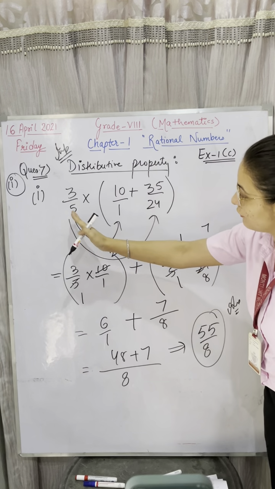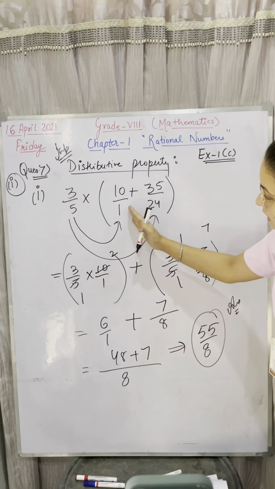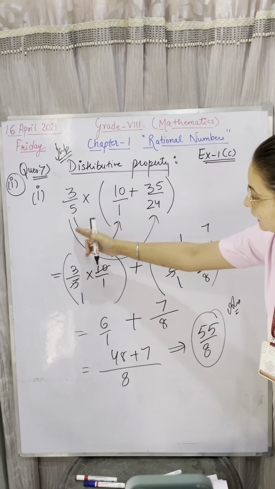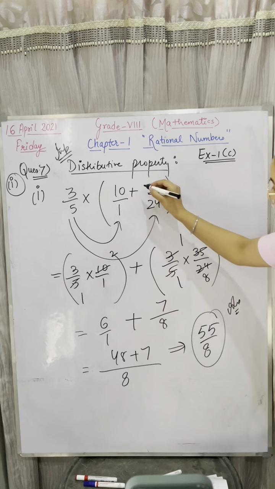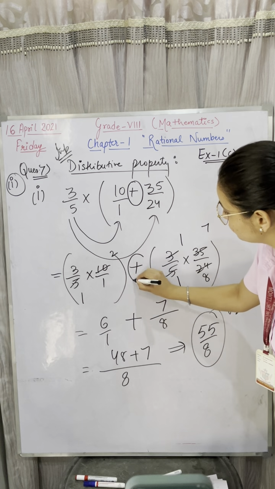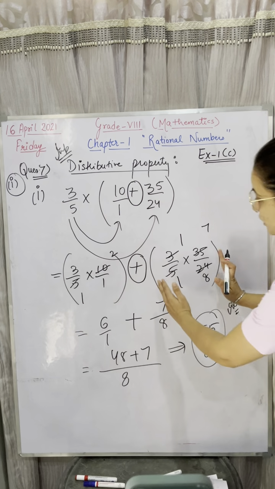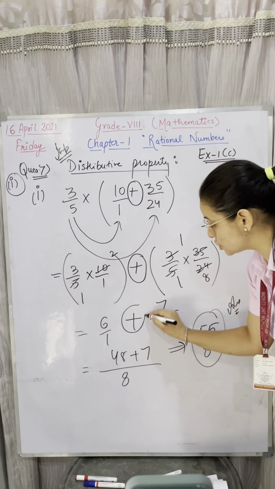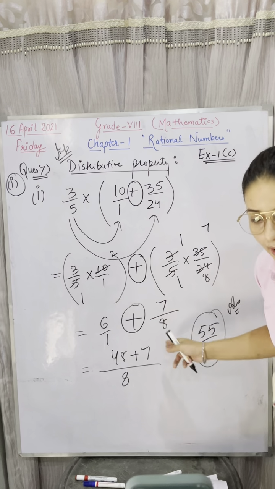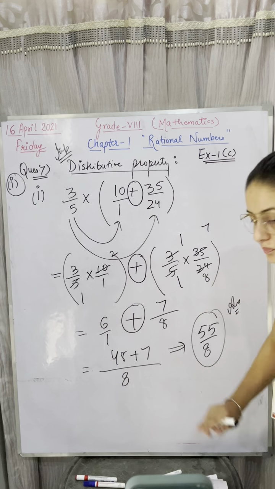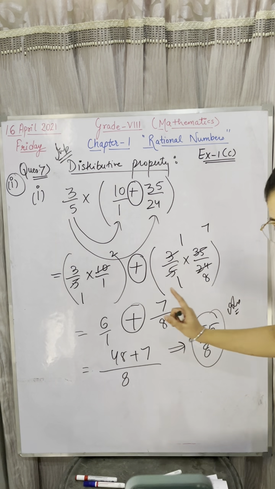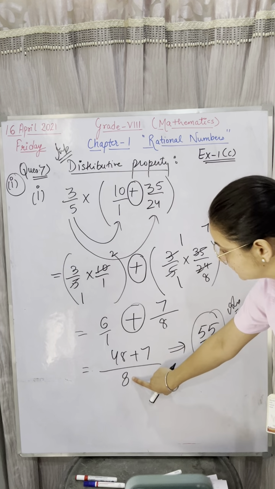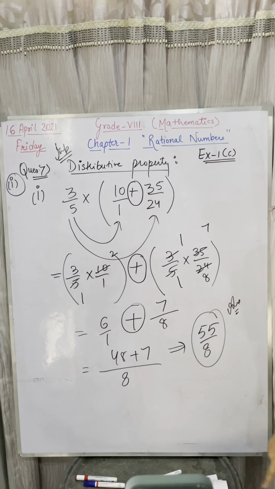In this, you just have to multiply the first fraction with the first fraction, and this one with the second fraction. And if there is a plus sign, you have to place plus sign in between. After solving the brackets, then you have to add. When you are doing addition or subtraction, that time you have to take LCM. In addition and subtraction, we take LCM, not in multiplication.